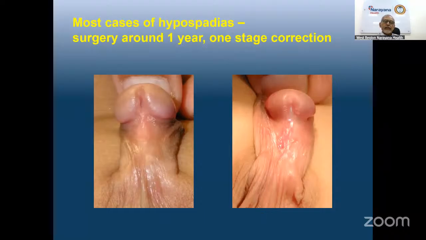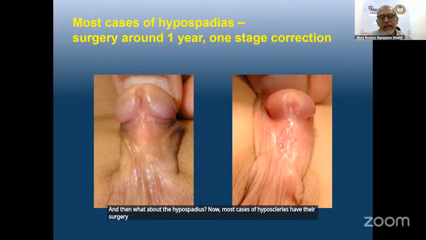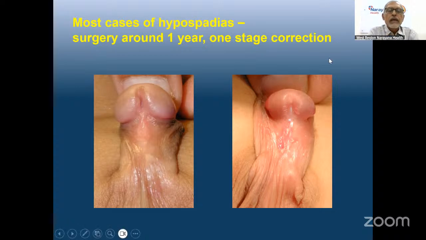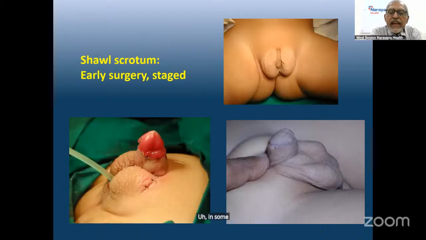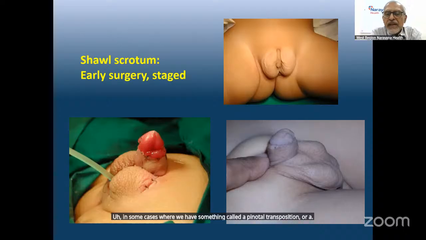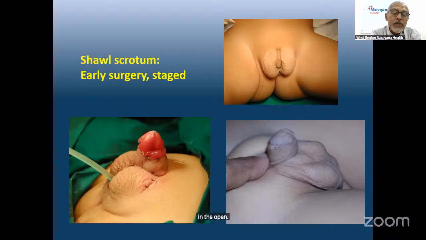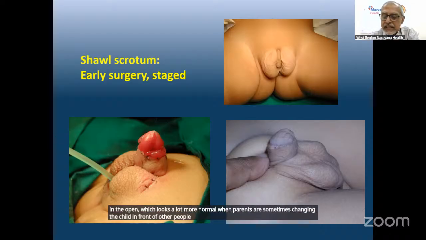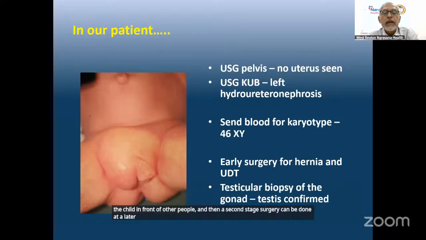And then what about the hypospadias? Now, most cases of hypospadias have their surgery around 1 year and can have a one-stage correction. However, two-stage repair may be necessary for some. In some cases where we have something called a penoscrotal transposition or a shawl scrotum, we can do surgery earlier than 1 year because we can do something that will bring the penis out in the open, which looks a lot more normal when parents are sometimes changing the child in front of other people. And then a second stage surgery can be done at a later stage.